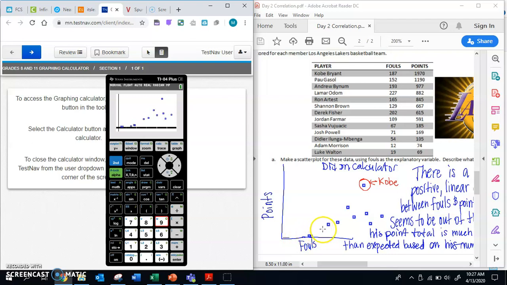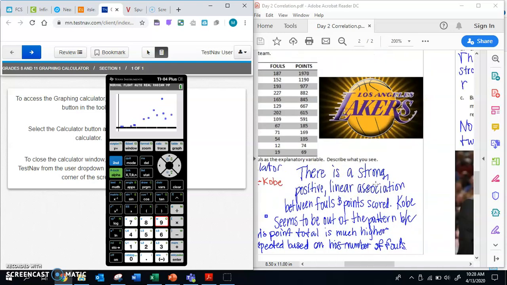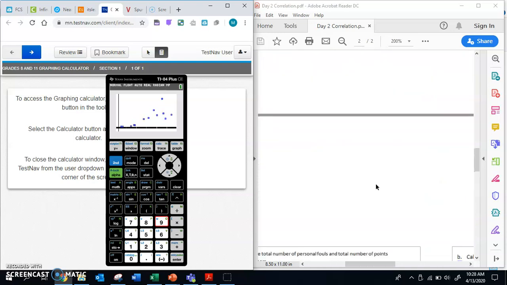So the graph is going from bottom left to top right, so up in a positive direction, and the dots are fairly close together. So that means that our correlation is probably going to be pretty high. And when we say pretty high, we mean close to +1, okay? And then Kobe's way up here because he has a lot more points related to his fouls based on the other players. So part B, it tells us calculate and interpret the correlation between the points and fouls.